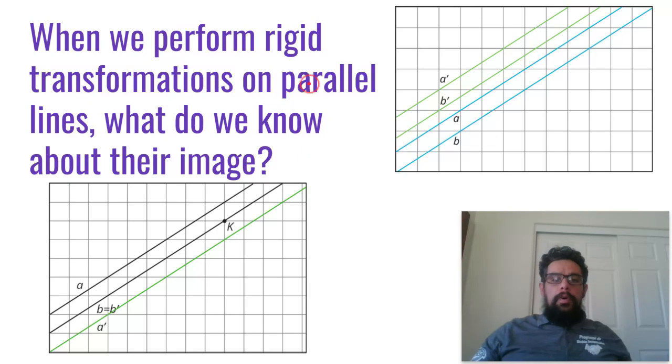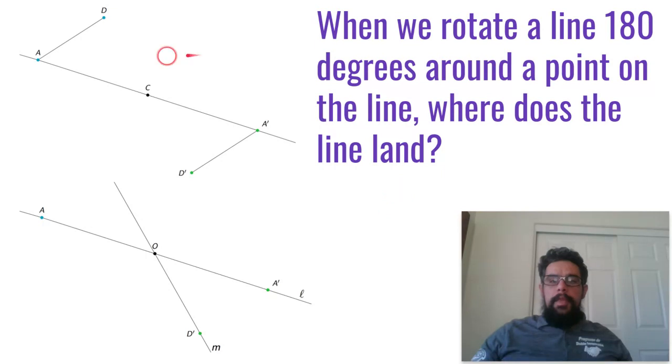When we perform rigid transformations on parallel lines, what do we know about the image? The image will be of parallel lines. That's what we saw in all three of them. They were parallel lines.